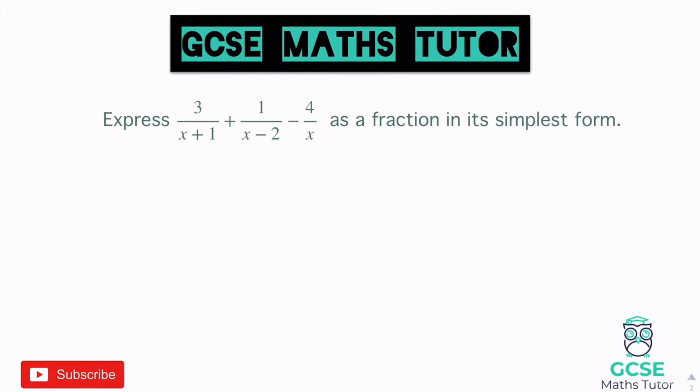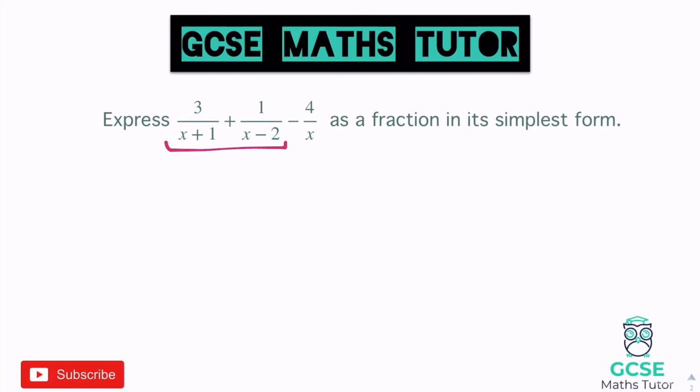Okay, so this question we've got some adding and subtracting. So it says express these 3 fractions that are getting added and subtracted as a fraction in its simplest form. Now when we're doing adding and subtracting, we always go from left to right. So I need to start by adding these 2 together before I think about that minus 4 over x at the end there. So I need to create a common denominator for these 2.